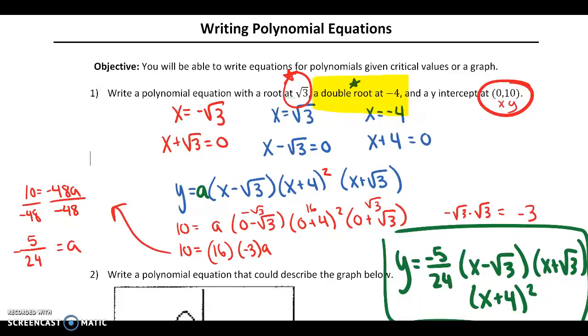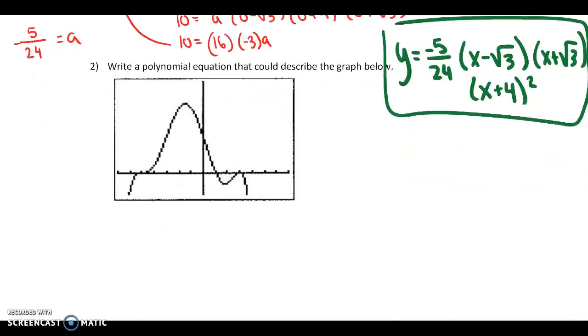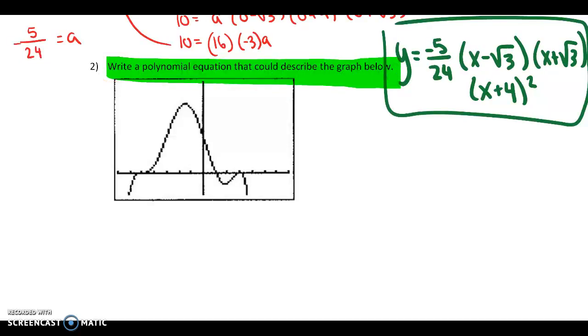So one way you can write a polynomial equation is if you're just given the information. The other way, you may have to take the information from a graph. So this says write a polynomial equation that could describe the graph below. Now the reason I say could here is because there actually can be more than one answer, because you can't really tell what that y-intercept is. So you won't really be able to get your a value. So let's see how I would do this.